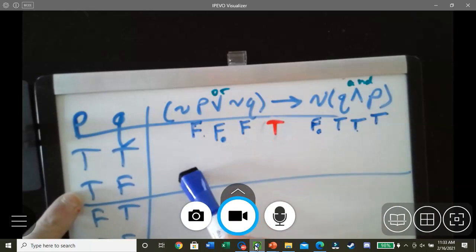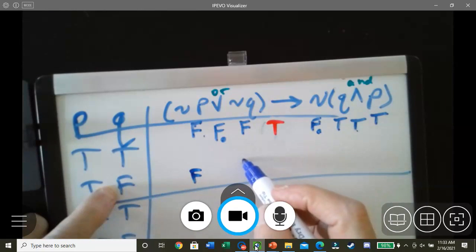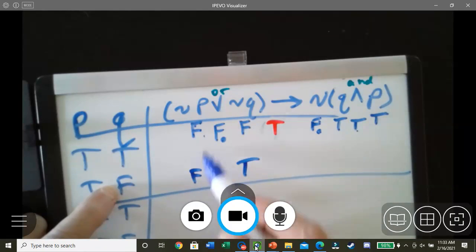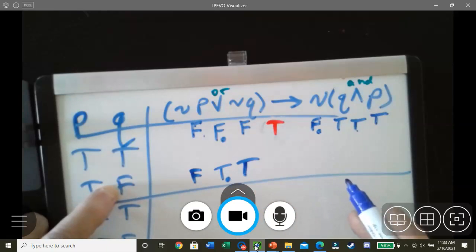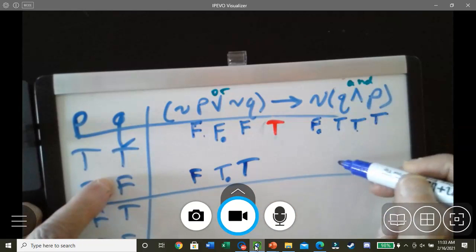So, not P. Well, if P is true, then not P is false. If Q is false, then not Q is true. Good. So false or true is what? False or true? True. We only need one or the other, right? Put a dot there. Okay, so now Q is false.